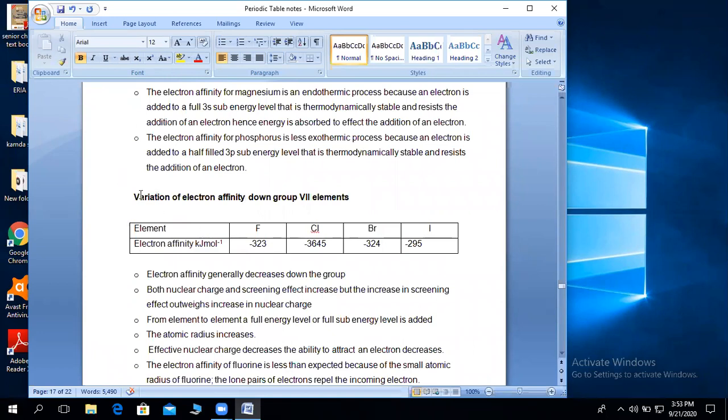So variation of electron affinity down the group. Here we have fluorine. So please, we have down the group and across the period. Yeah? Now all these atoms are group 7 elements. They are all group 7 elements. So down the group, electron affinity generally decreases down the group. You agree with me? The magnitude is decreasing.